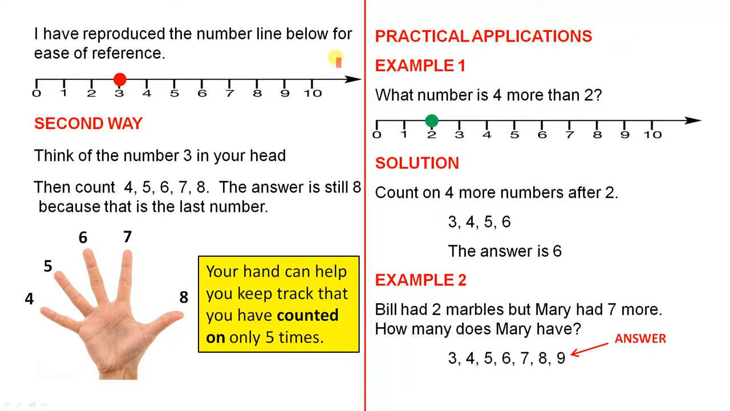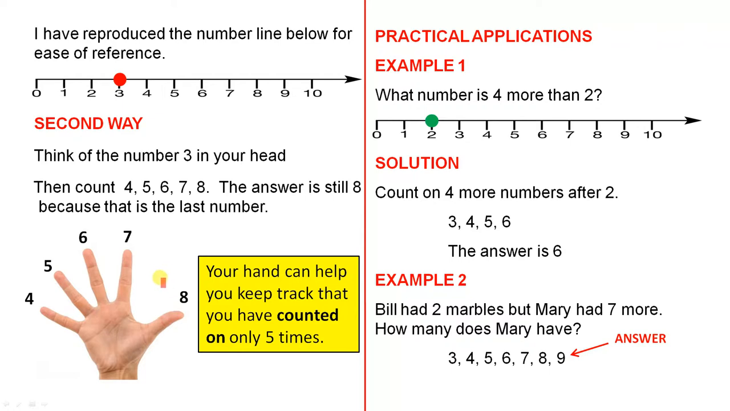I have reproduced the number line below for ease of reference. So this is the second way. This is the same number line and the same problem. Think of the number 3 in your head. Remember, the red dot is on the number 3. Then count 4, 5, 6, 7, 8. The answer is still 8 because that is the last number.